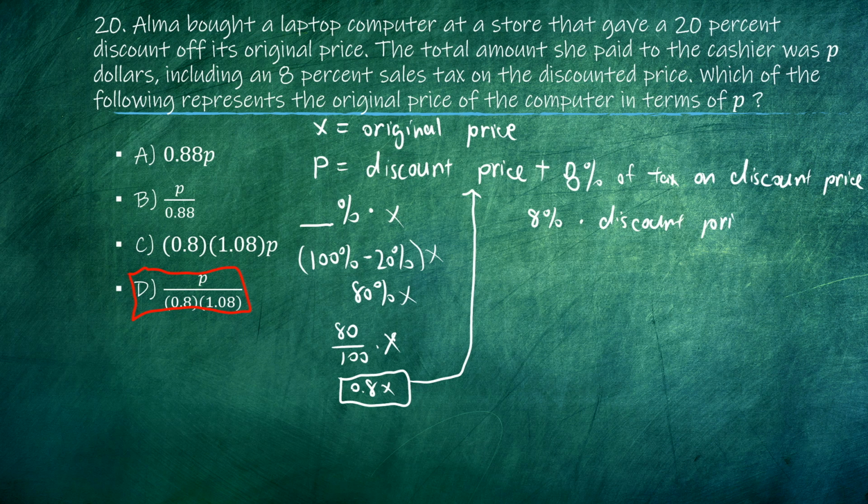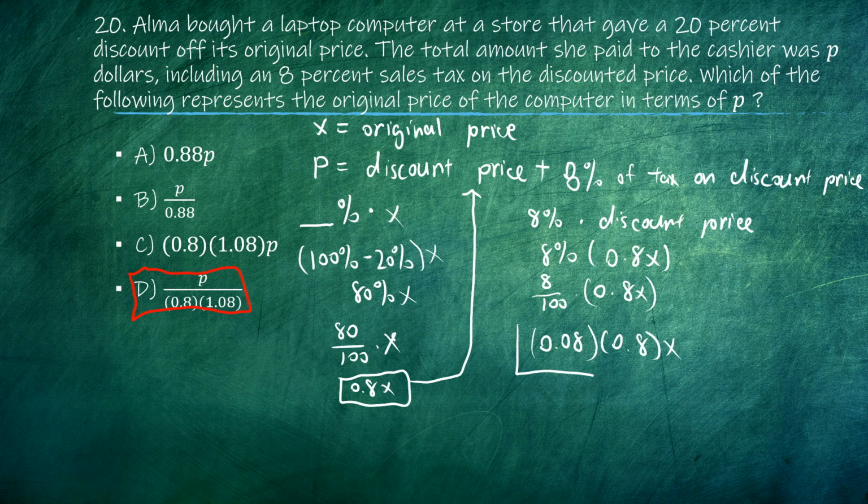Discount price. And from the first part, we know that the discount price in terms of x is 0.8x. And to convert this 8% into our number, we write 8 over 100 times 0.8x. So plug this into your calculator, we get 0.08 times 0.8 times x. So this here is the sales tax that she paid.